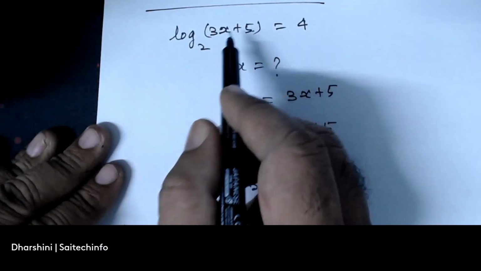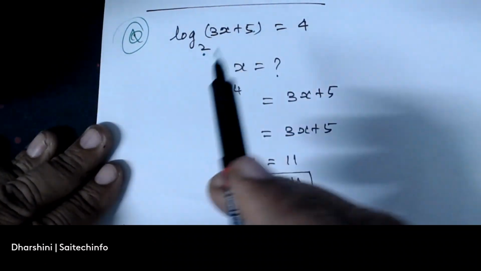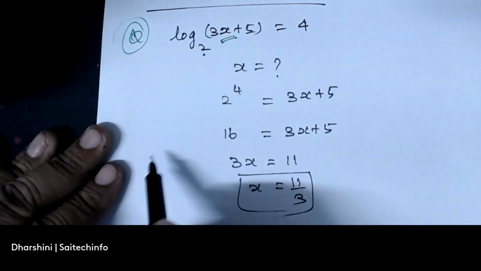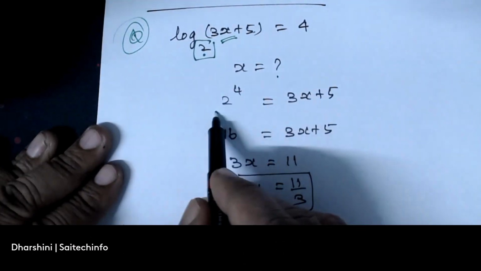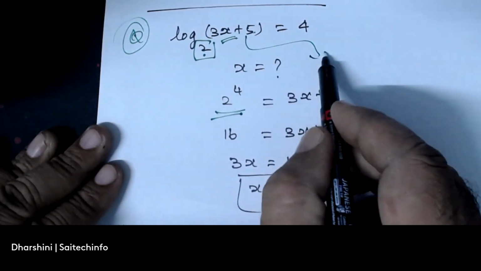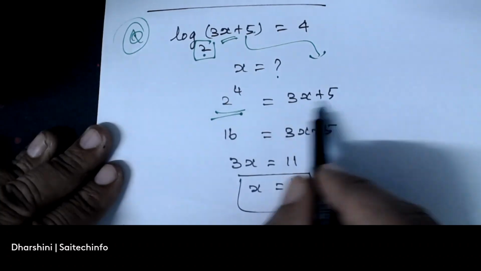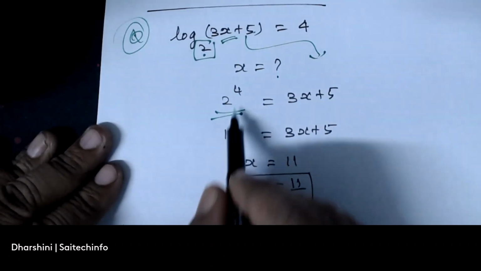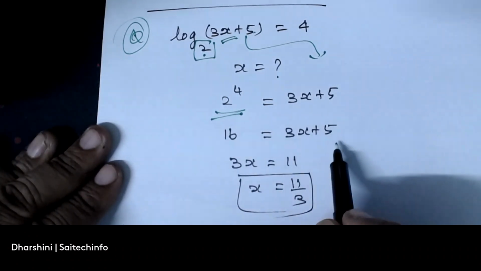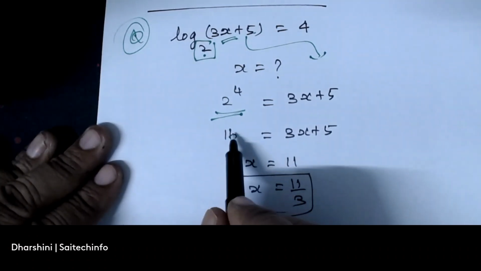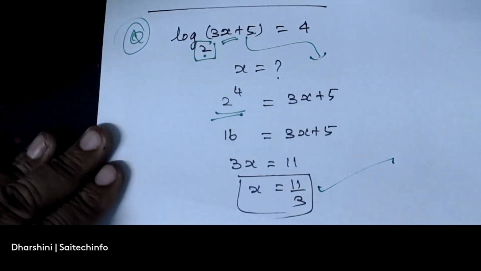Log of 3x plus 5 to the base 2. So this is another question. Here that is equal to 4. We need to find out x. So we can put 2 power 4. So this is the base, power 4. You can bring this to the right-hand side. So 2 power 4 is equal to 3x plus 5. 2 power 4 is nothing but 2 into 2 into 2 into 2, 4 times. So 16 is equal to 3x plus 5. And 3x is equal to 16 minus 5, that is 11. So x is equal to 11 by 3.